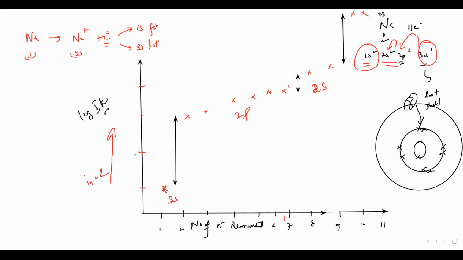Is it clear why this is a jump? Because the shell changes. Why is this small jump there? Because the subshell changes. And again, why is there a big jump? Because the shell changes. Is it clear? This is the graph for log of ionization energy and the number of electrons removed from the atom.